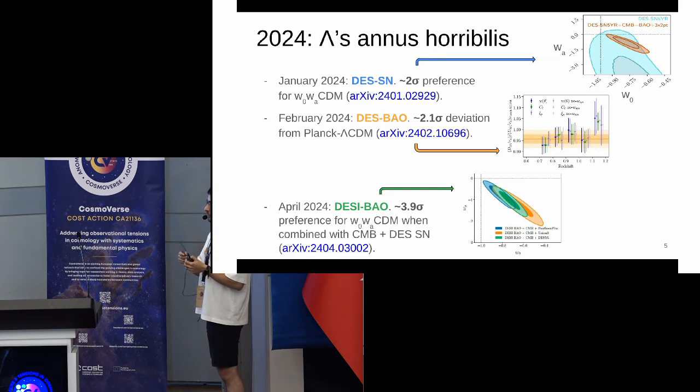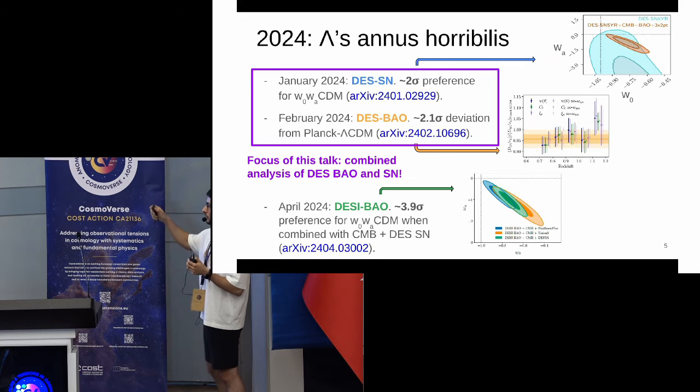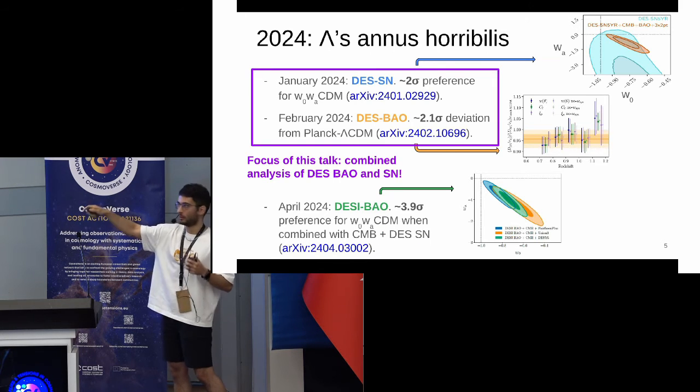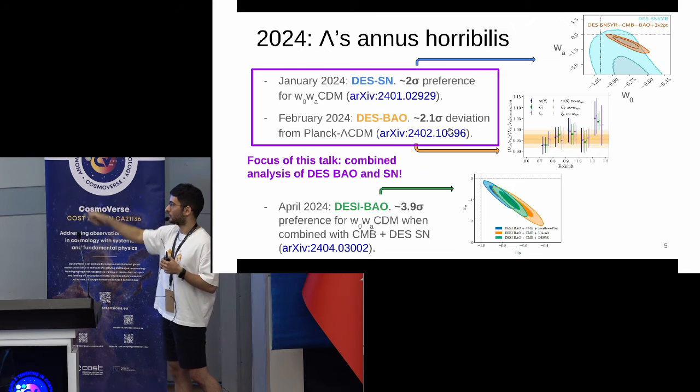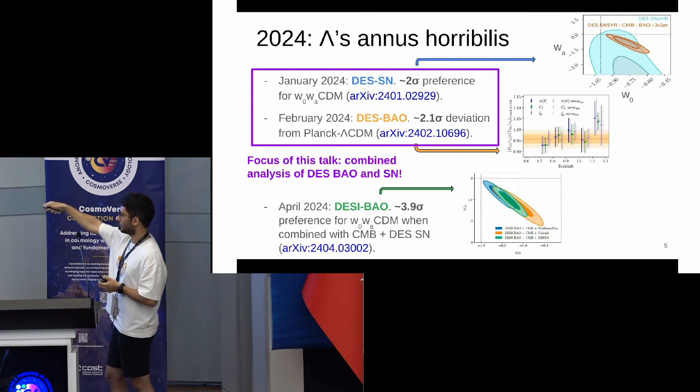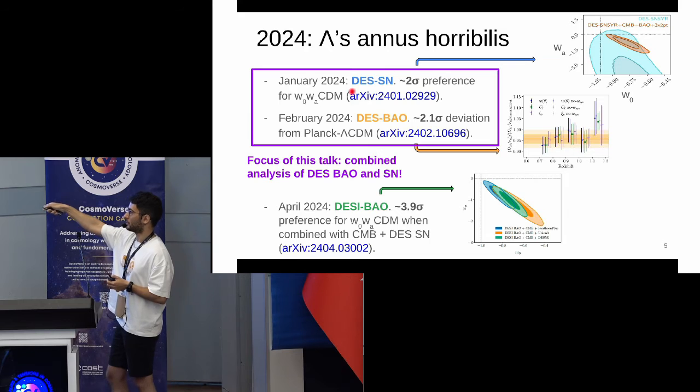So basically, our motivation for this analysis is doing something similar to what we did in DESI, but instead of using DESI BAO, use DES BAO, meaning Baryon Acoustic Oscillations from a photometric survey. So yeah, the focus of this talk is the combination of these two again.